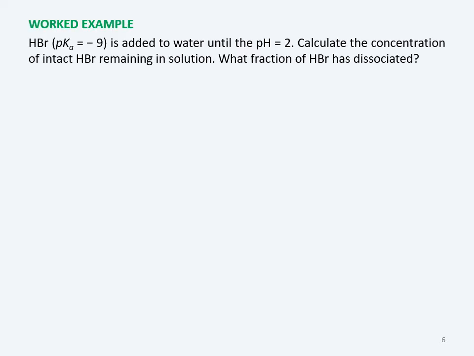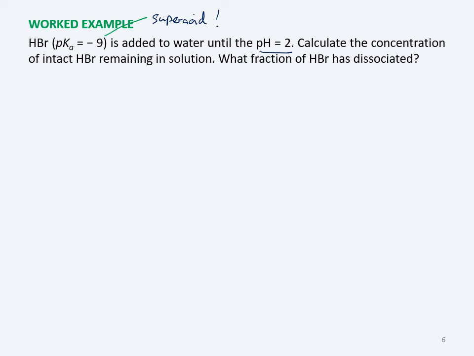So this is the worked example, and this is a typical question. Here we have HBr, which is, as you can see, a superacid, or a very strong acid anyway. It's added to water until the pH is equal to that. Because this is a superacid, you might already have an idea of the numbers we're going to get. You're going to get quite a big fraction of HBr dissociated. But nevertheless, let's go through the process.